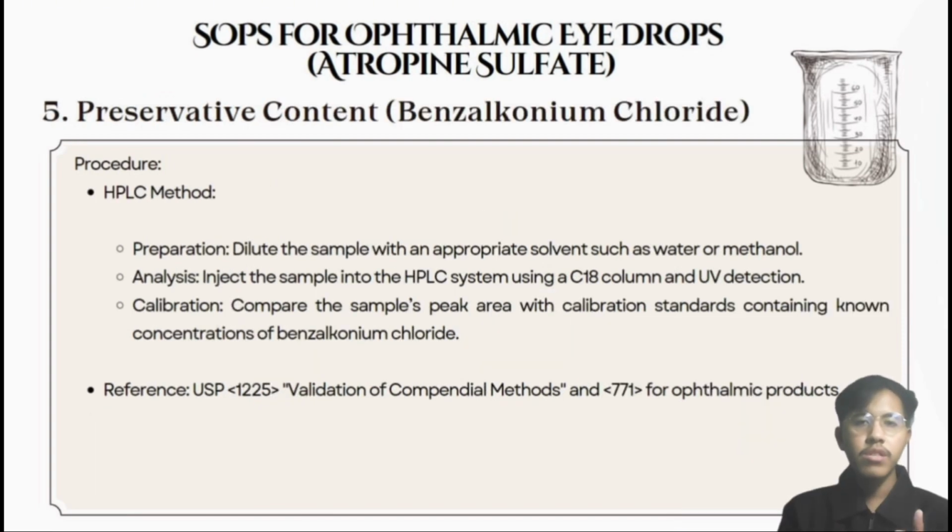For the solutions containing benzalkonium chloride as a preservative, the preservative content test ensures the correct concentrations. The sample is diluted with a suitable solvent such as methanol and analyzed using HPLC with a C18 column and UV detection. The preservative level is calculated based on the calibration curve of known standards. This test complies with USP 1225 and USP 771.